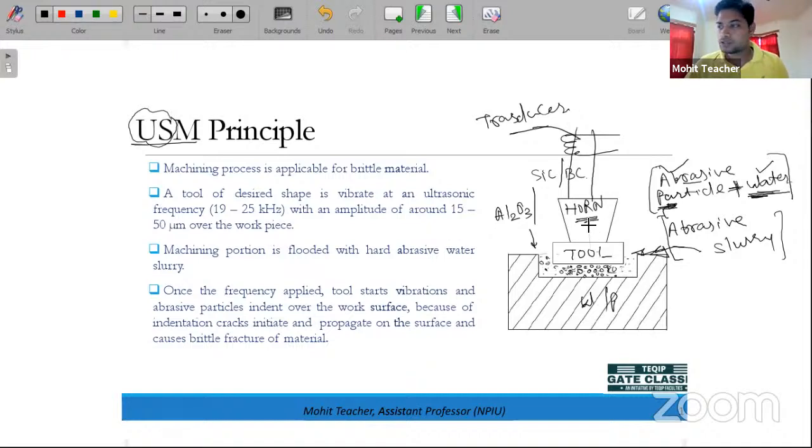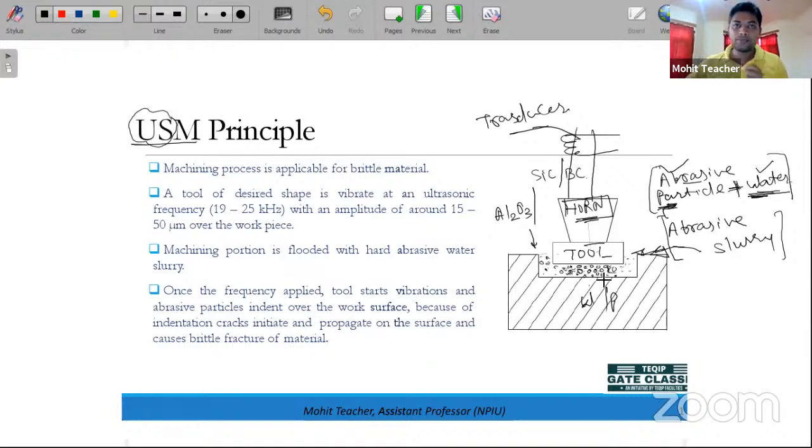Okay, so the transducer is used to produce the vibrations, and this vibration is transferred to the horn. Why we are using the horn, I will also explain. This horn is connected with the tool. Now between this tool and the workpiece, we are keeping these abrasive particles.